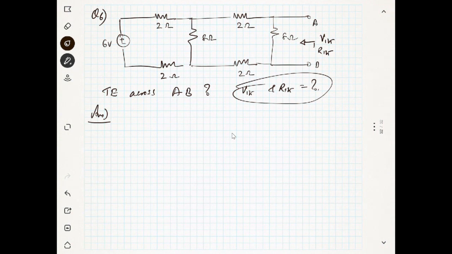You simplify the circuit and apply voltage division. But how can you apply the voltage division if something is connected here? You can see here something is connected. Simply you cannot apply the voltage division. Should we calculate the current?